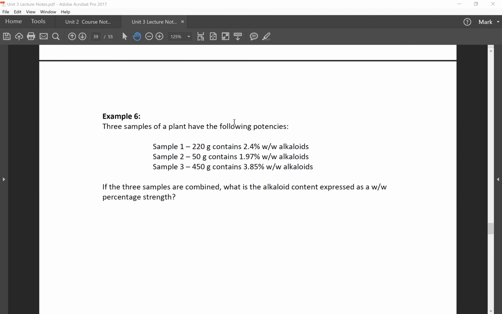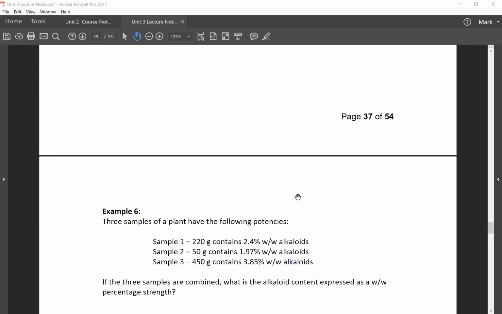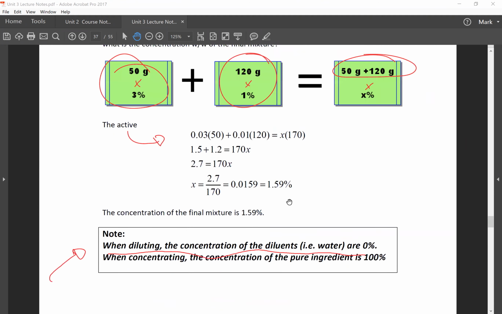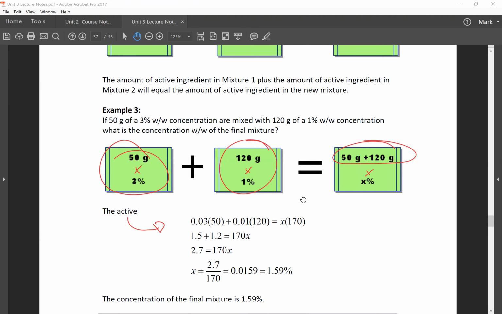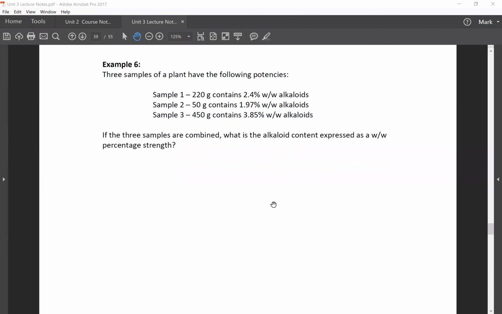So let's look at example number 6. It says 3 samples of a plant have the following potencies. If the 3 samples are combined, okay, so this one is pretty straightforward. Like this one, example number 6, we can use this formula here. So for example, I'll set it up, but I'll get you guys to solve this.